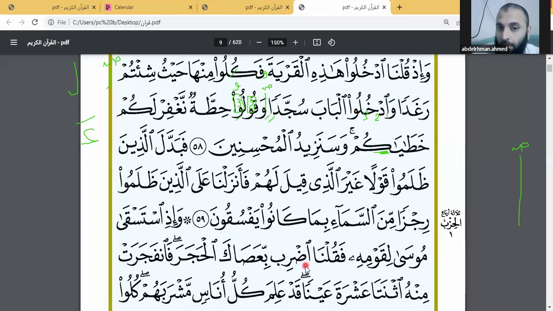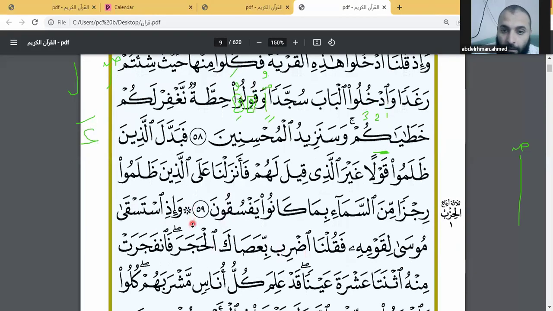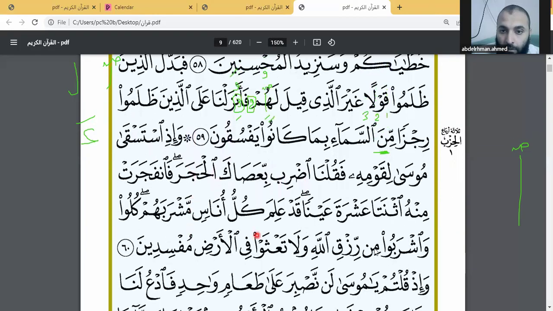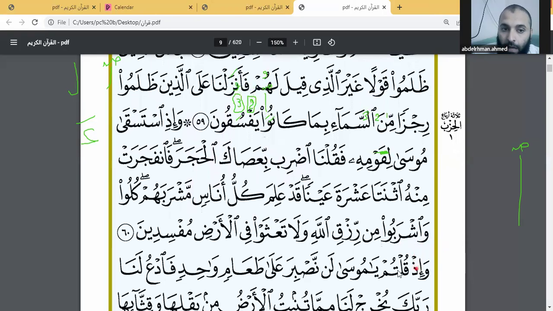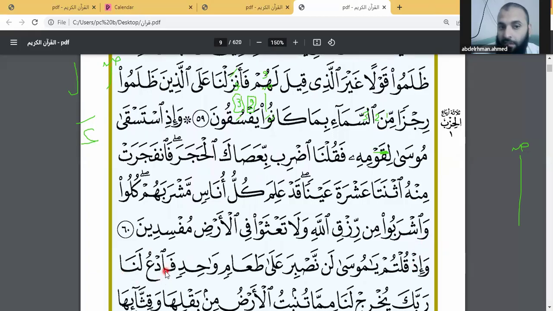here, idrib bi'asaka. Another one here. How do you start from here? The third letter has fatha, so it will be ishrabu. Another one. How do you start from here? Imagine this is the beginning of the word. It will be ud'u, ud'u.